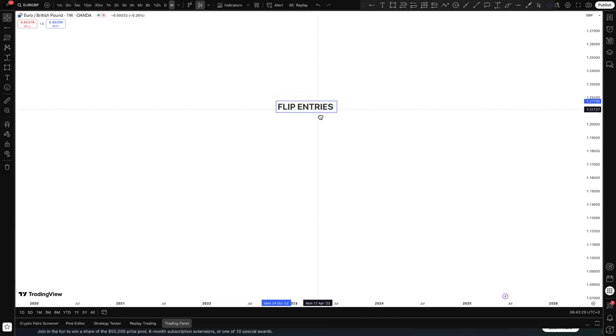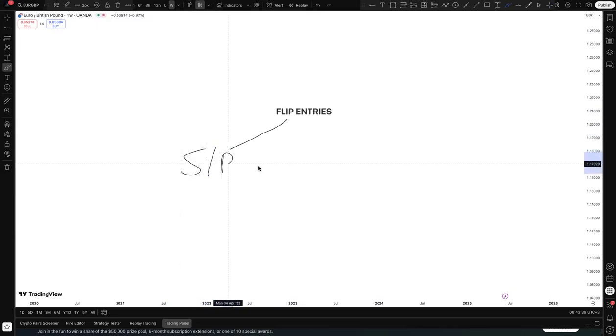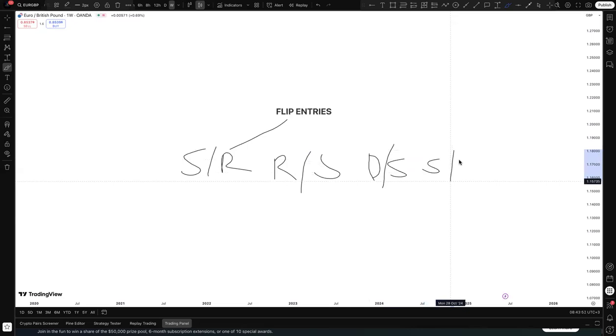Most people, when they see the word flip, they don't understand it. Another name for flips that people know is what we call support becoming resistance, or resistance becoming support, or the previous demand zone becoming the supply, or the supply zone becoming the demand zone, or the previous bearish order block becoming the bullish order block, or the previous bullish order block becoming the bearish order block.